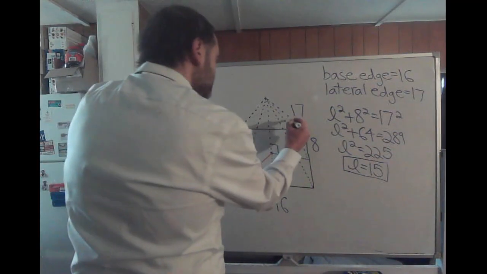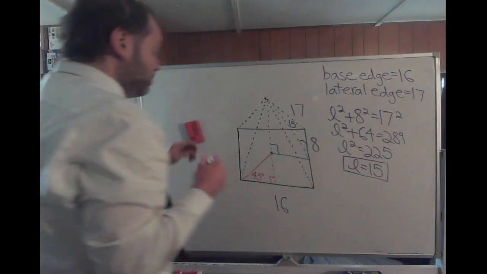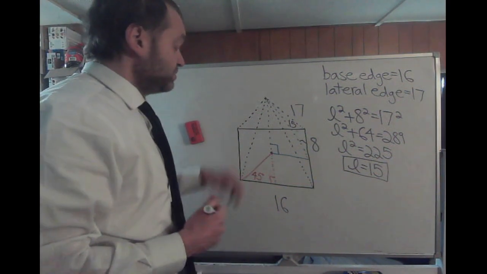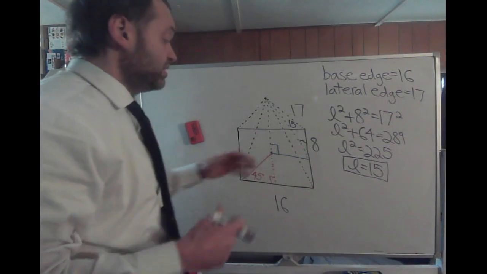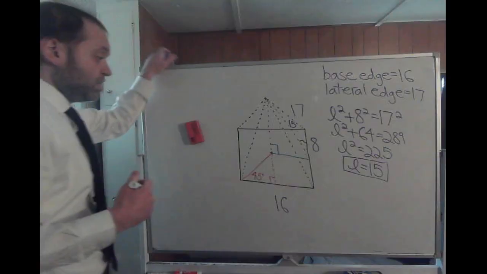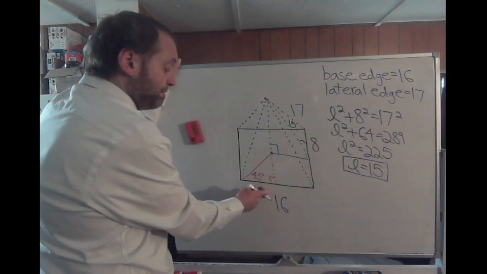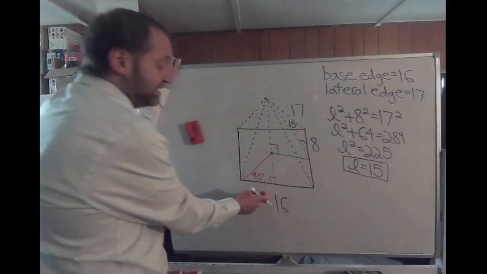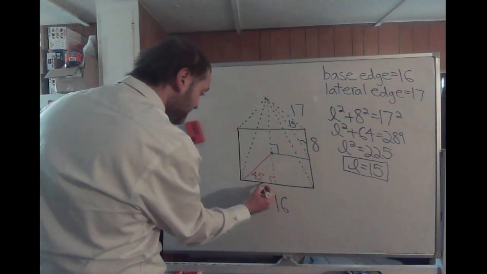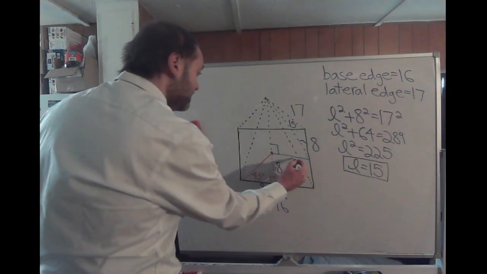Alright, so we know the slant height. We know the base edge. We still need to, of course, find the height. But in order to solve for the height, we need to find the apothem. Well, again, if half the base here is 8, since the whole base is 16, you have a 45, 45, 90 right triangle here. So that means your apothem is also 8. This apothem will be 8.